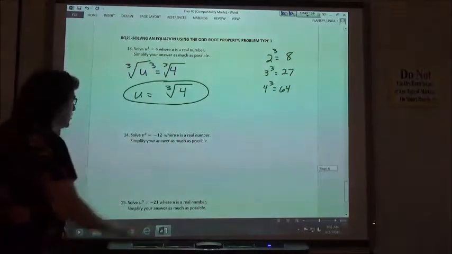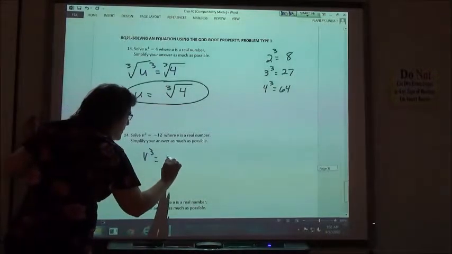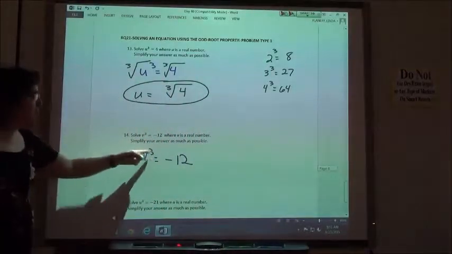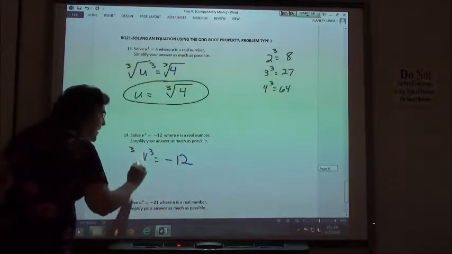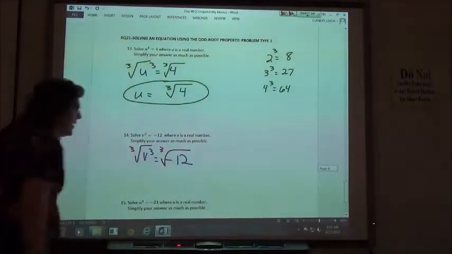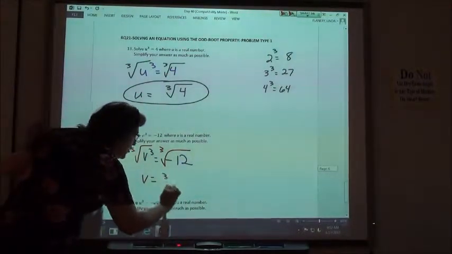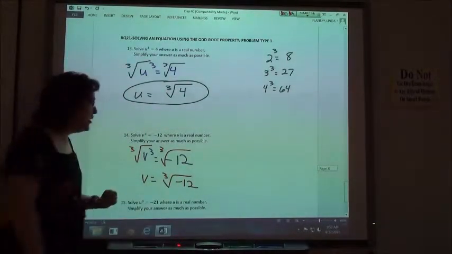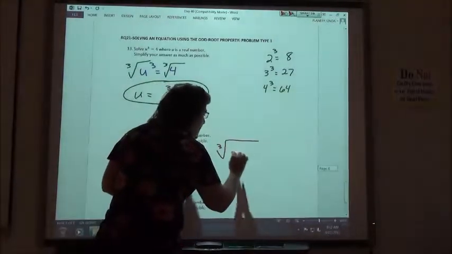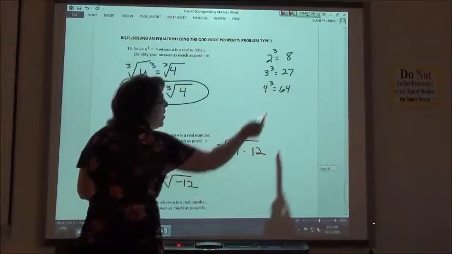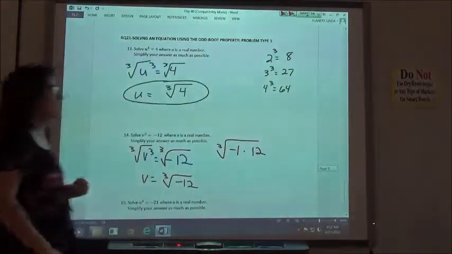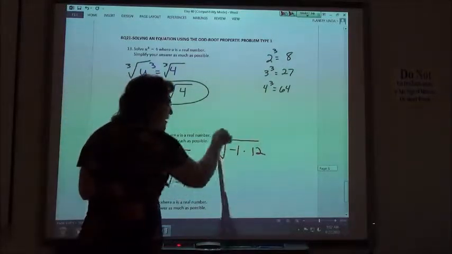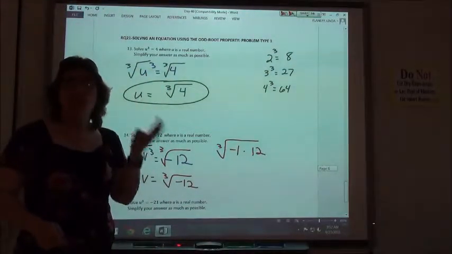Now the next one, b cubed equals negative 12. Again, I'm using that property that I have to do the opposite of cubing, which is taking the cubed root of both sides. So v is going to equal the cubed root of negative 12. If there's a negative out in front, what they're going to do is say that I have the cubed root of negative 1 times 12. Again, the 12 I can't factor into anything that's a perfect cube, but the cubed root of negative 1 is negative 1, because negative 1 times negative 1 times negative 1.